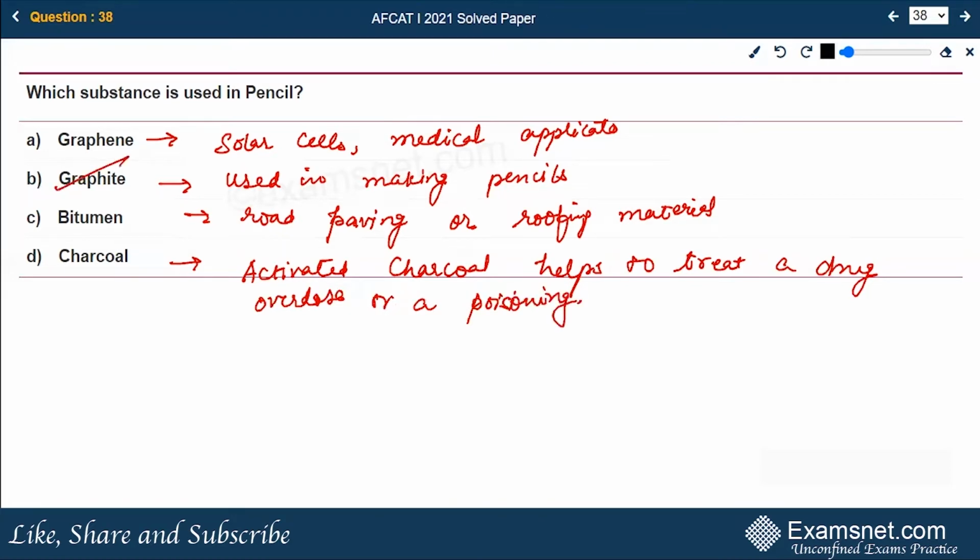So the answer to this question is graphite. Graphite is used in making pencils. Graphite is an allotrope of carbon. Most pencil cores are made up of graphite mixed with a clay binder, which leaves gray or black marks that can easily be erased.